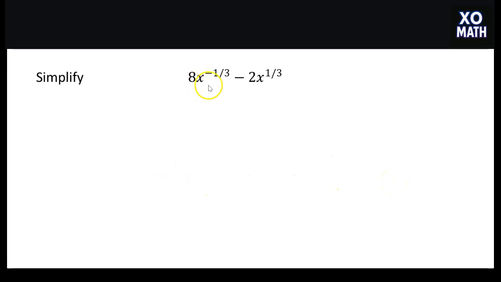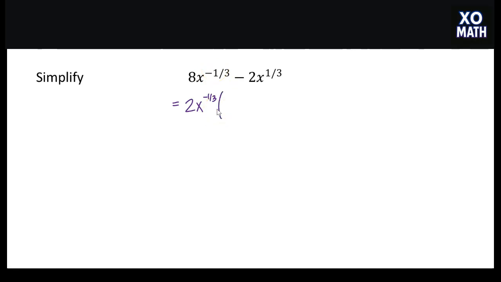Let's simplify 8x to the negative 1/3 minus 2x to the 1/3. I'm going to factor out the greatest common factor. So between 8 and 2, I'm going to factor out a 2. And between x to the negative 1/3 and x to the 1/3, I'm going to factor out x to the negative 1/3, so x to the least exponent, or the smaller exponent.